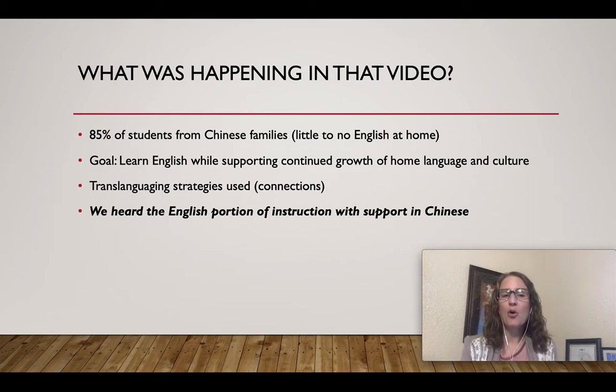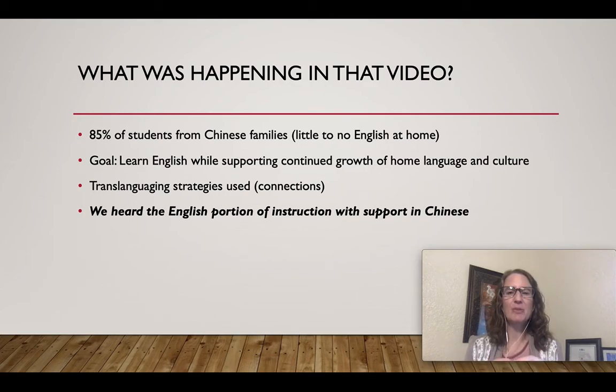The goal that she did mention was to learn English while also supporting continued growth of home language and culture. That was really important. The goal was not just to learn English at the expense of their home language. They weren't forgetting their home language and culture; they were adding both. So it was definitely additive in nature. Language was a resource in that classroom. We definitely saw some translanguaging strategies used.